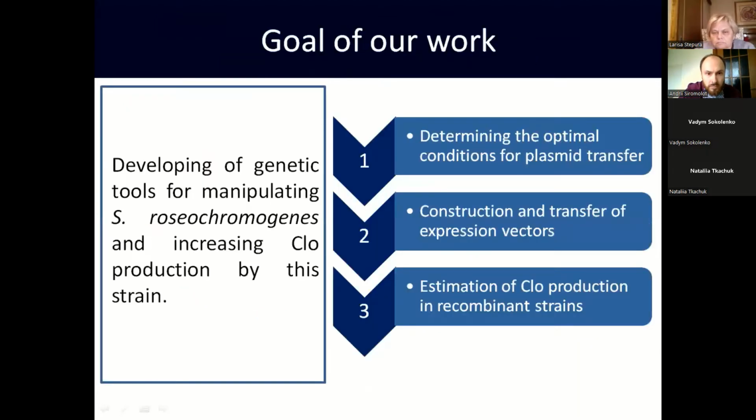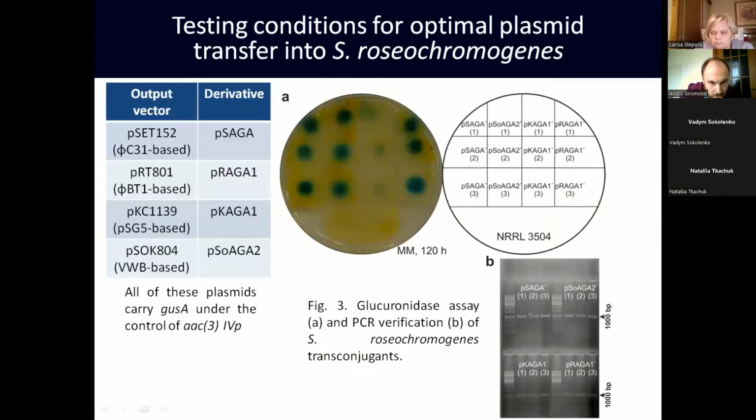But our goal was to develop new approaches for genetic manipulation of the producer strain itself, and further increasing the clorobiocin production by this strain. To achieve this, first of all, we tested the conditions for optimal plasmid transfer into this strain. For that, we used 4 different vectors.